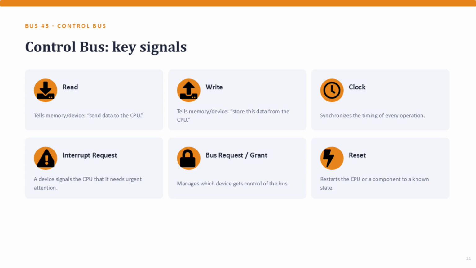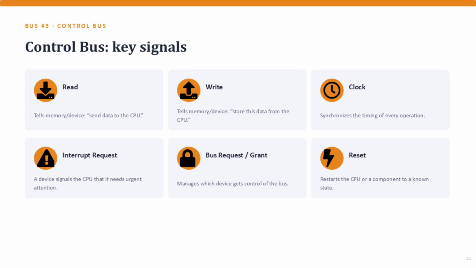Next one is bus request or bus grant. Remember that many devices share the same communication pathway. If two devices try to use the bus simultaneously, conflicts would occur. So, a device first sends a bus request asking permission to use the bus. The system then sends a bus grant to the selected device, giving it temporary control. This ensures that only one device actively uses the shared bus at any given time. We will study this process in greater detail later when we discuss bus arbitration.